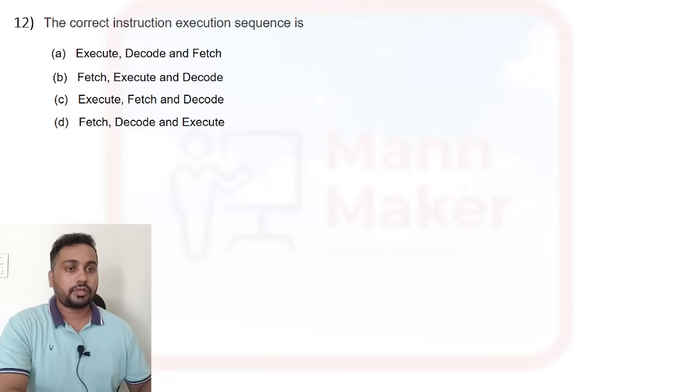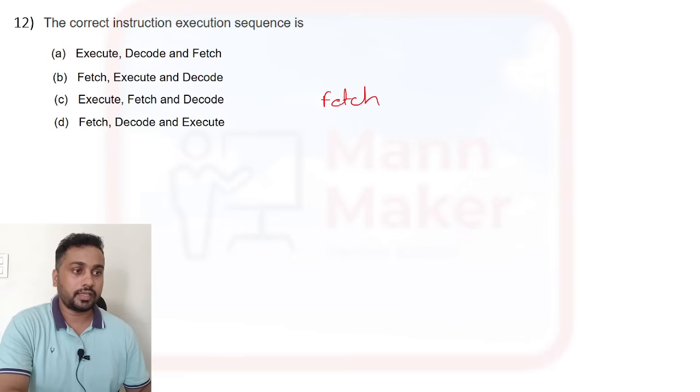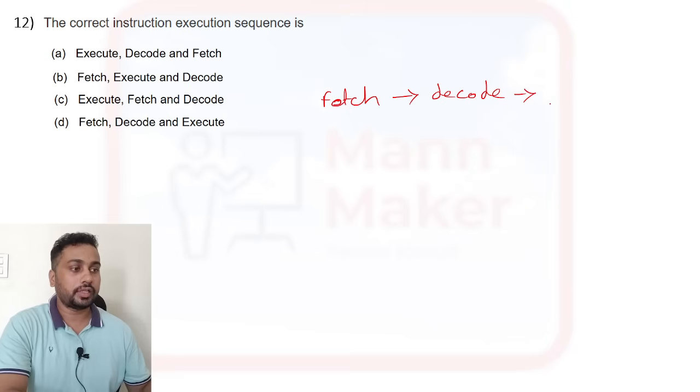Now the next one, the correct instruction execution sequence. In a microprocessor, whenever an instruction is given, in an instruction cycle, first it will fetch the opcode from the storage element or memory, then it will decode that one, and after decoding it will execute. So this is the instruction cycle in a microprocessor: fetch, decode, execute. This is the process or step you can say.